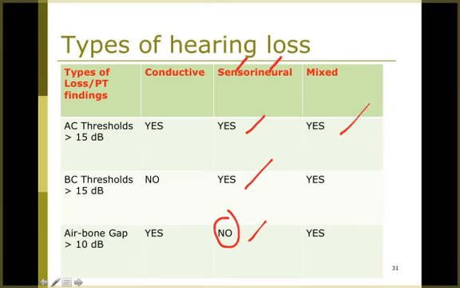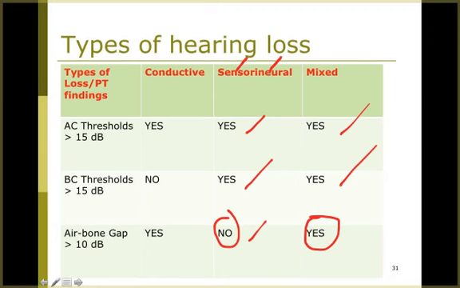But if you were to test his bone conduction, they are also abnormal. They are also more than 15 dB. But if you were to compare them, air conduction thresholds and bone conduction thresholds, there is a significant difference between them. In other words, he hears better through bone conduction, but not within normal limits. So you have a significant air-bone gap. So this would be a mixed hearing loss.